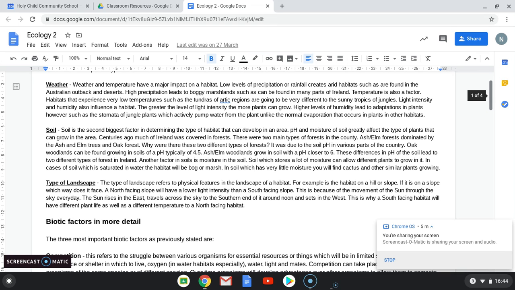In the cases of soil which is saturated in water, the habitat will be a bog or marsh. And soil which has very little moisture, you'll find cactuses and similar plants growing in them. Okay? And finally, we get to the type of landscape.